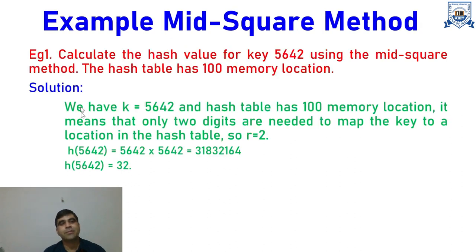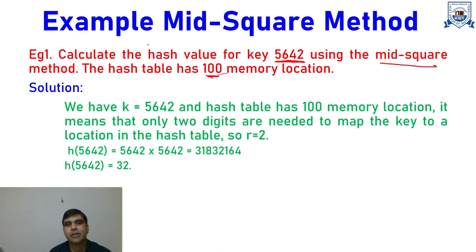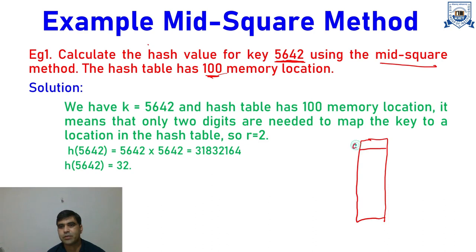Let's understand this by an example. Our given question in this particular case is that we calculate the hash value for the key 5642, which is the value we want to store in our hash table. The method which we have to use is the mid-square method, and the size of the table is 100. So the value of m in this particular case is 100. It means we must be having a table like this, where the first address will be 0 and the last address will be 99.